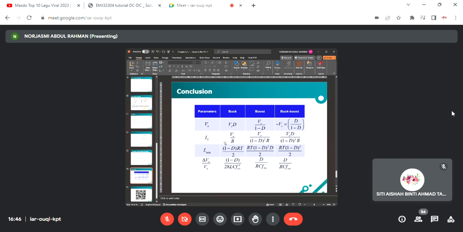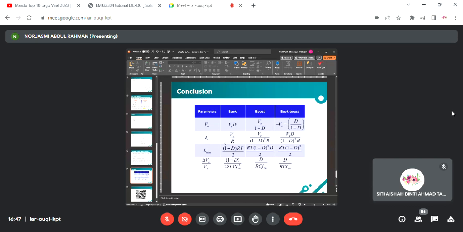And for the minimum inductance, it is given by (1 minus D) times R times T divided by 2 for the buck converter. For the boost converter, R times the time, or divided by the switching frequency, times (1 minus D) squared times D divided by 2. And for the buck-boost converter, RT times (1 minus D) squared divided by 2.